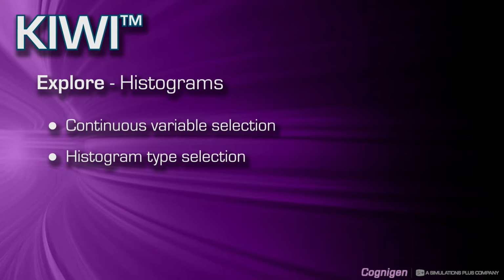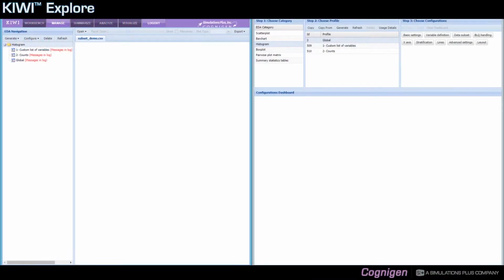Histogram profiles are fairly simple and straightforward to set. They create plots for one or more continuous variables. So in this video, I will mainly talk about how you select this list of continuous variables, and also how you set the type of histogram that you want to create. I will now switch to the application.